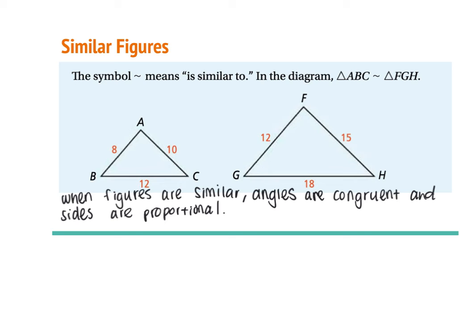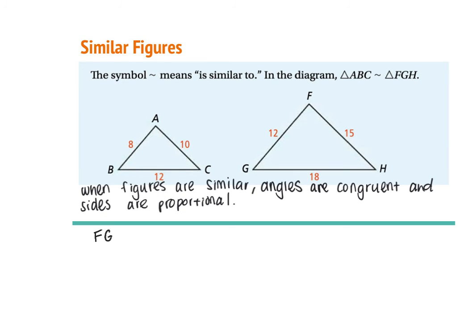If we were to take the distance between F and G, that's this distance right here, and compare it to the distance of the smaller triangle that represents that side, that would be AB. Now, since they are similar, we can say that that is equal to the distance of any other side compared to the same side of the smaller triangle. So let's take FH, which is 15, and the corresponding side to FH would be AC, which is 10.